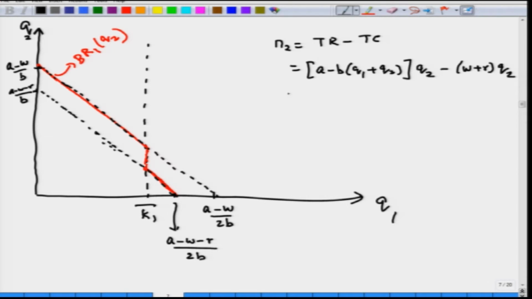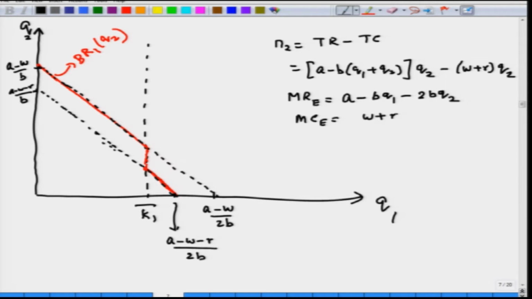So, essentially the marginal revenue for the entrant, or firm 2, right. So, the revenue is going to be A Q2 minus B Q1 Q2 minus B Q2 squared. So, we are going to have marginal revenue A minus B Q1 minus 2B Q2, and its marginal cost we have already seen is W plus R.